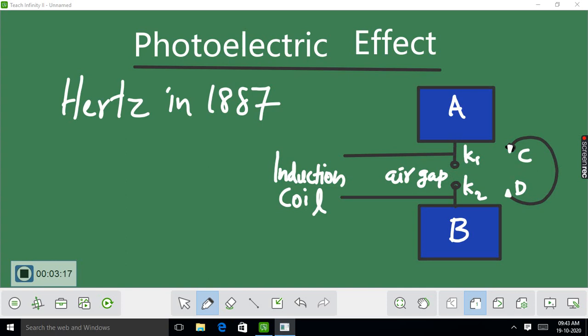which means that this incidence of ultraviolet radiation on the metal knob makes the spark more steady, makes the discharge of electrons more steady. So it indicates that the incidence of electromagnetic waves on the metal knob induces or produces some more emission of discharged electrons.